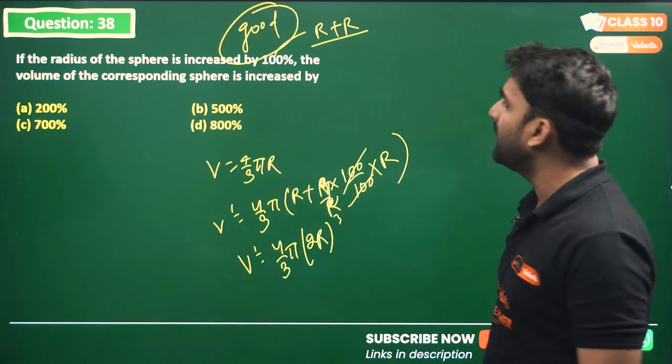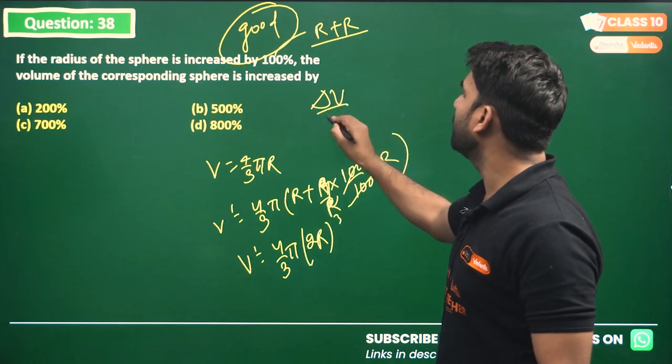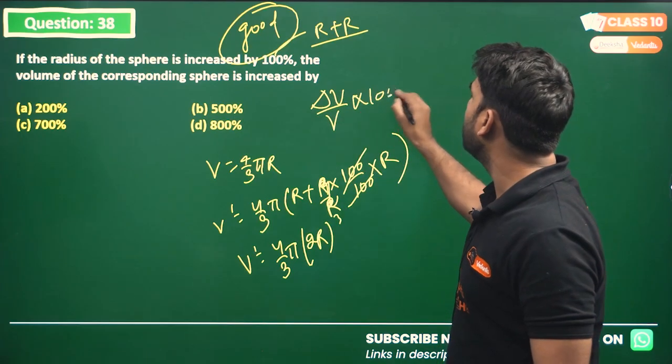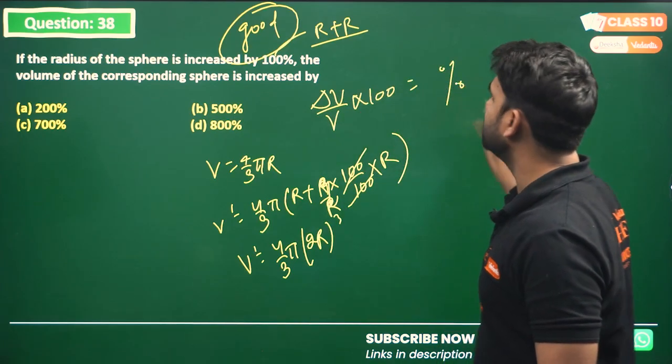Now using this formula, change in volume by original volume into 100. By using this formula, you can get the change in volume percent.